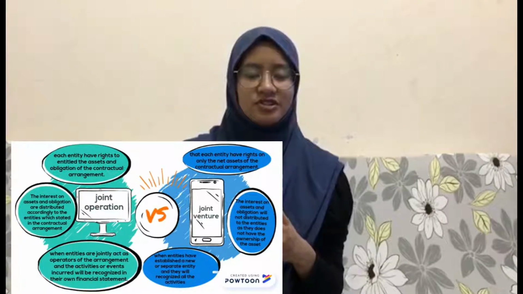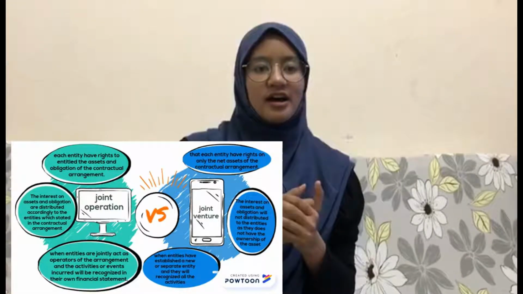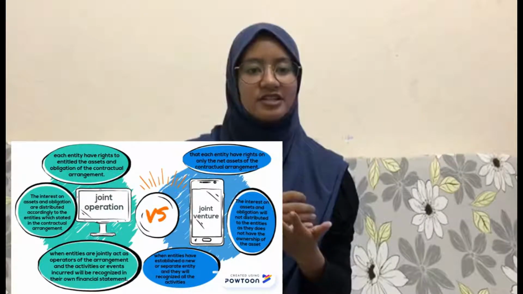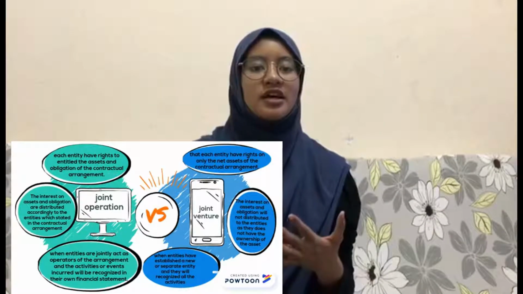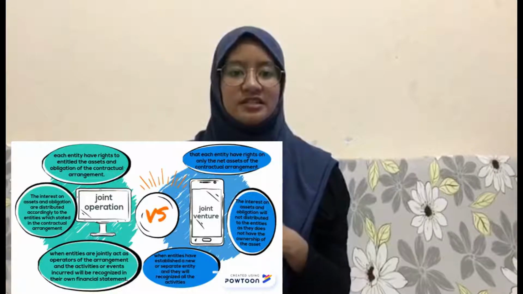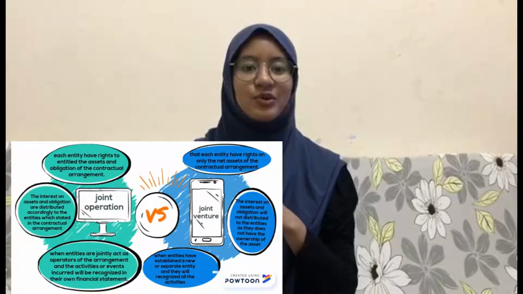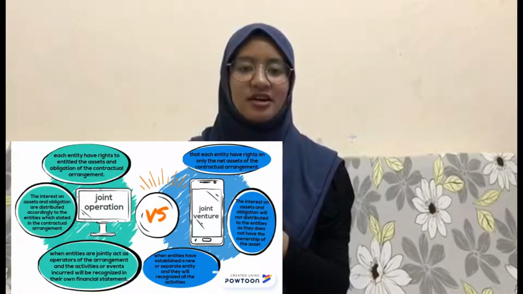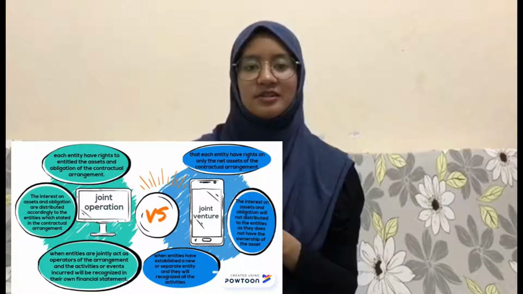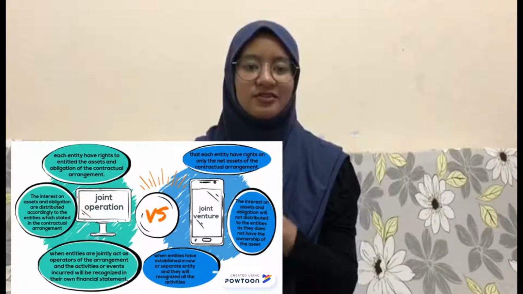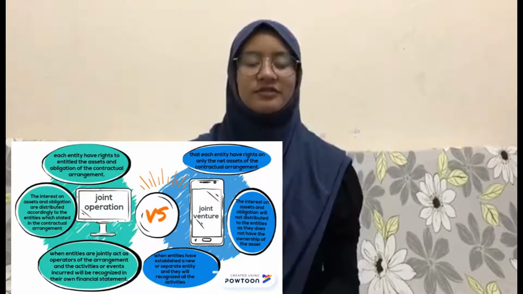Then, based on the question, the difference between the two types of joint arrangement based on the rights of asset. In terms of contractual arrangement, for joint operation, they have rights to the assets and obligations of the arrangement, while the joint venture has rights only to the net assets of the separate entity, which means of the company. The net asset of the company, not the asset or obligation itself.